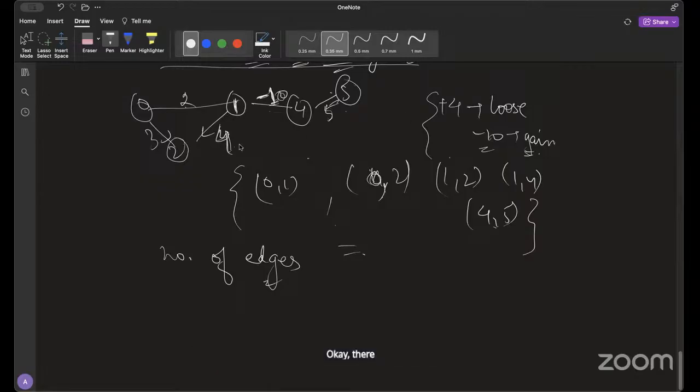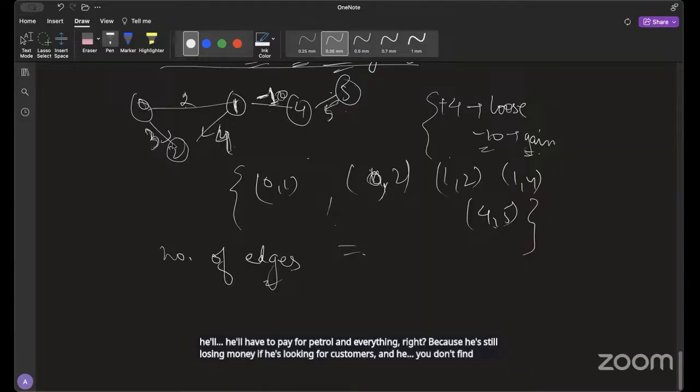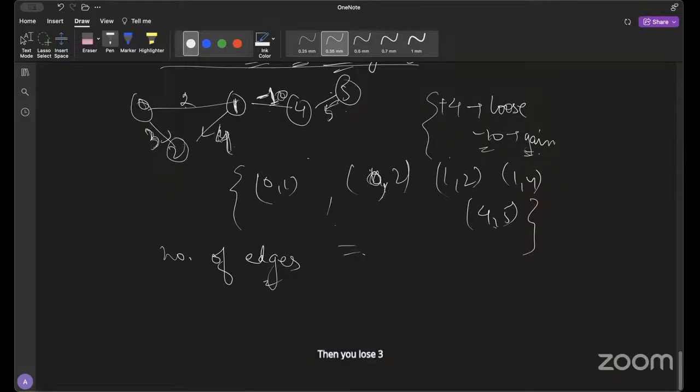Okay, there's an example of, let's just say, a cab driver. These are the places and these are the paths there. If he's on this route, he'll have to pay for petrol and everything, right? Because he's still losing money. If he's looking for customers and doesn't find any, then he loses 3 rupees there, let's say, loses 4 rupees on this path, loses two on this path, and then he'll find a passenger here, so he'll gain money here. That was the example that I was talking about. Okay, ma'am.